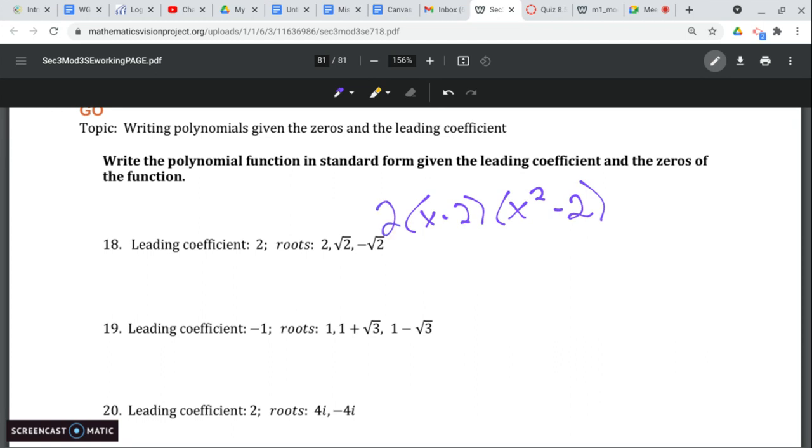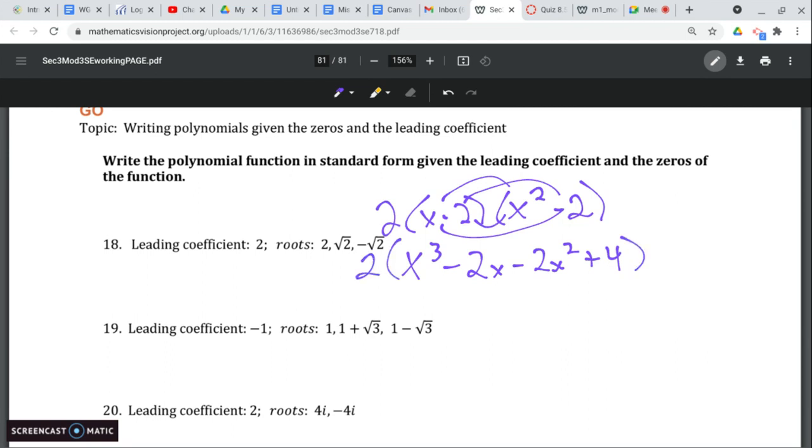So taking our x times x squared, we'll get x to the third. x times negative 2 will be a negative 2x, inner negative 2 times x squared, minus 2x squared, then last plus 4. And then we still have to multiply everything by 2, because of that 2 out front for our leading coefficient. So 2 times x to the third is 2x to the third minus 4x squared minus 4x plus 8. So that's what you guys will be doing here for these, okay?